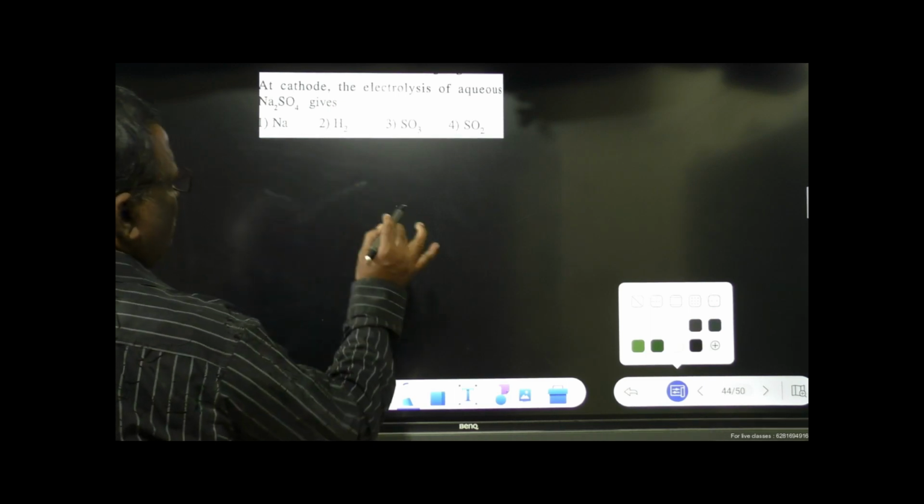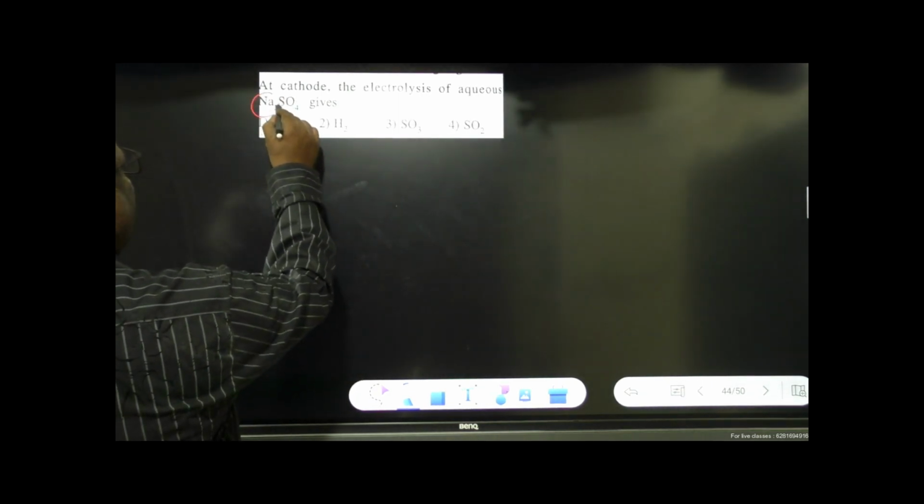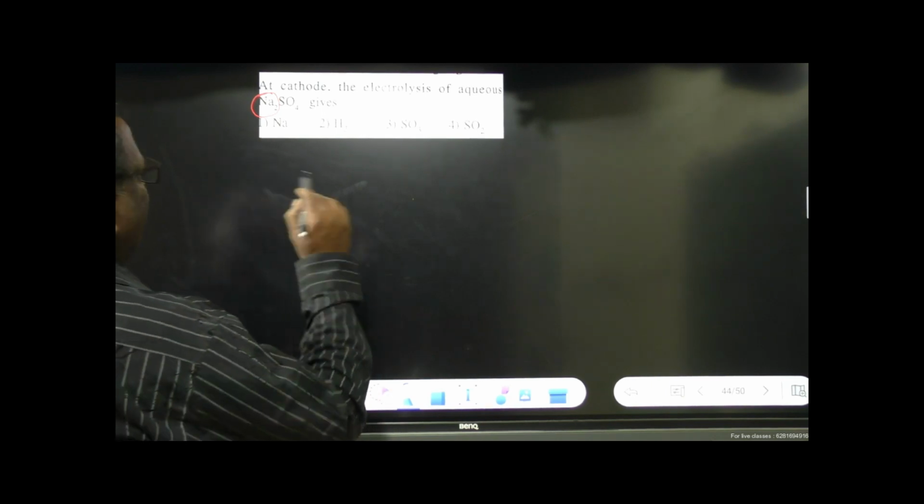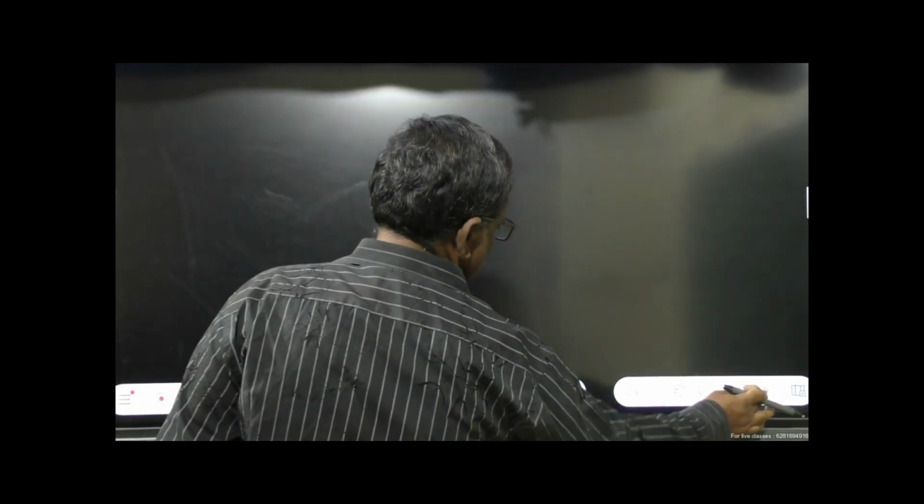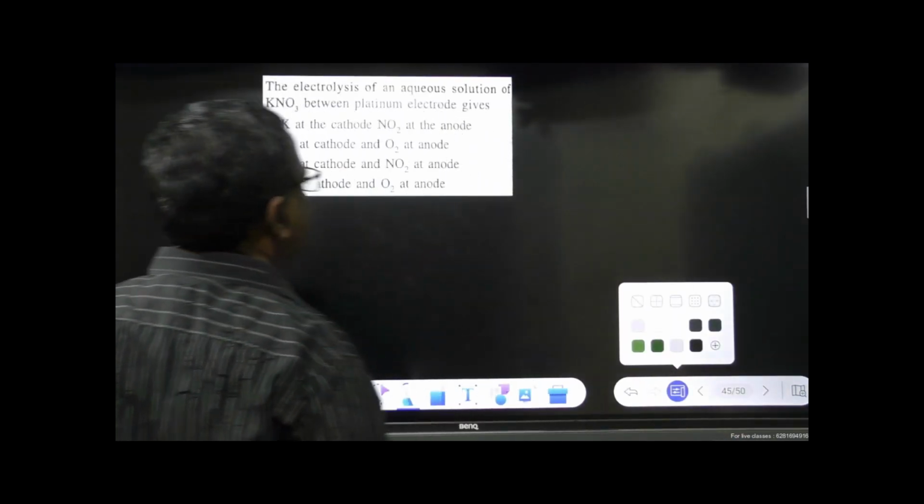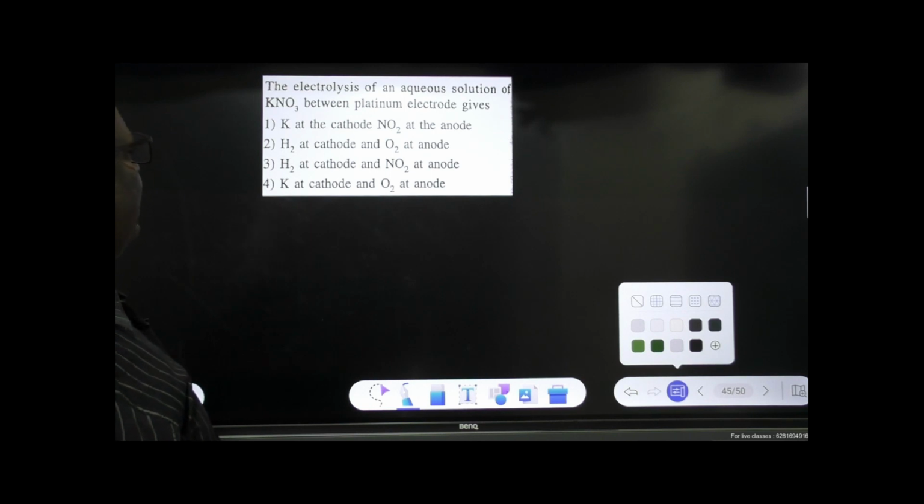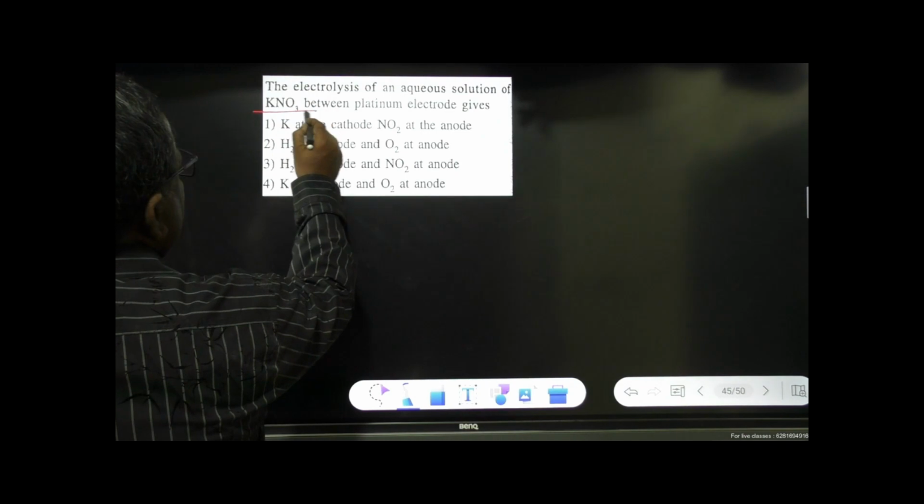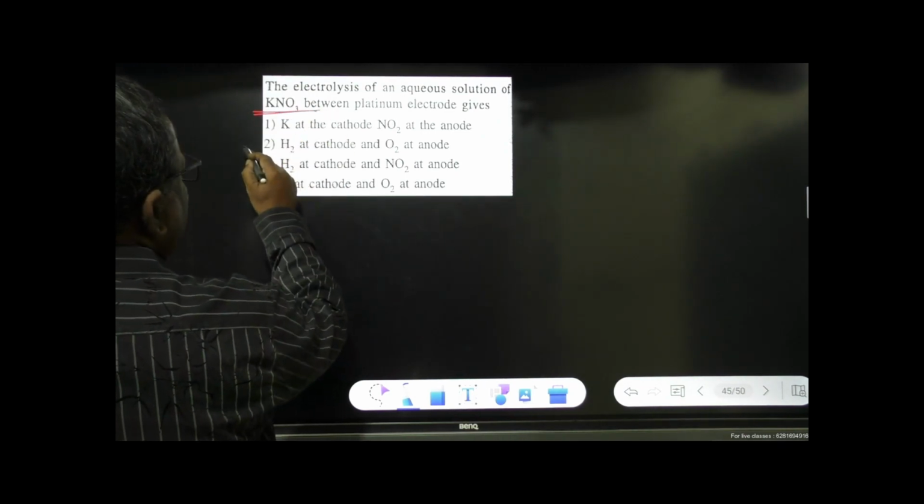At cathode, what does the electrolysis of aqueous Na2SO4 give? In aqueous solution, when active metals are involved, at cathode hydrogen gas is liberated. The electrolysis of an aqueous solution of KNO3 between platinum electrodes gives hydrogen at cathode.